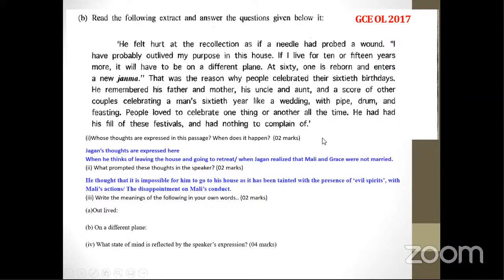So part 3, we have the meanings. A, outlived. B, on a different plane. Would you like to try this answer? Can you send me the answer in the chat box? I'm waiting.